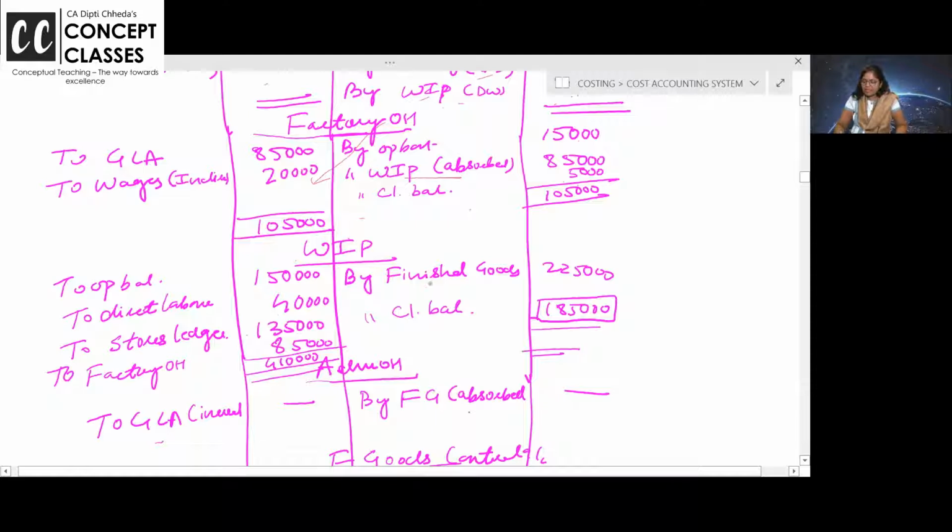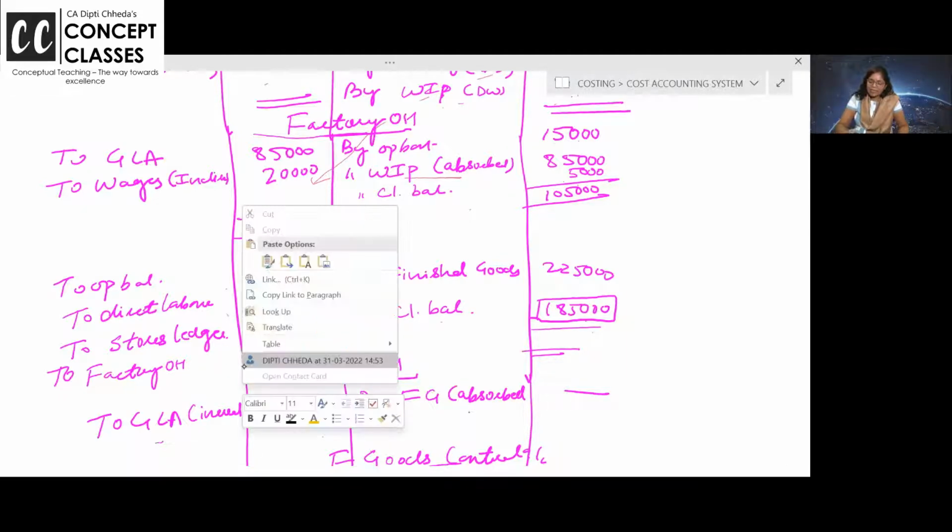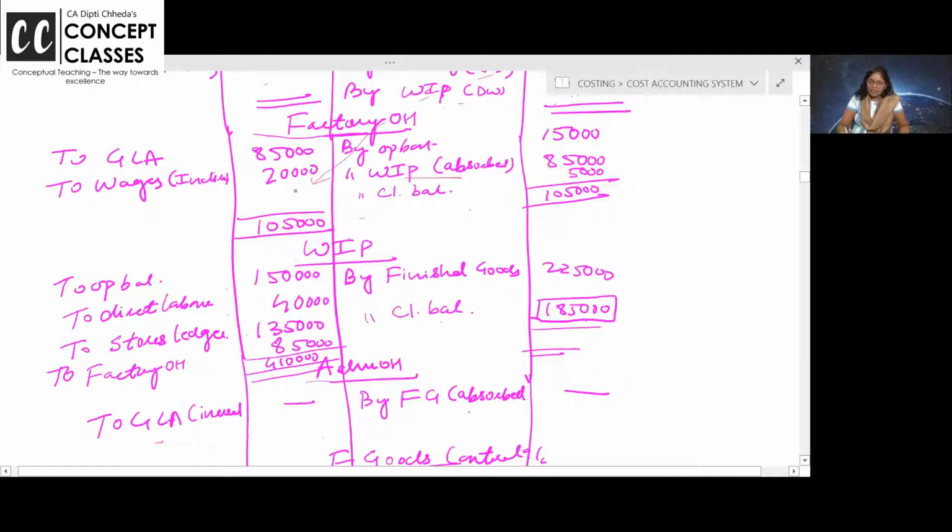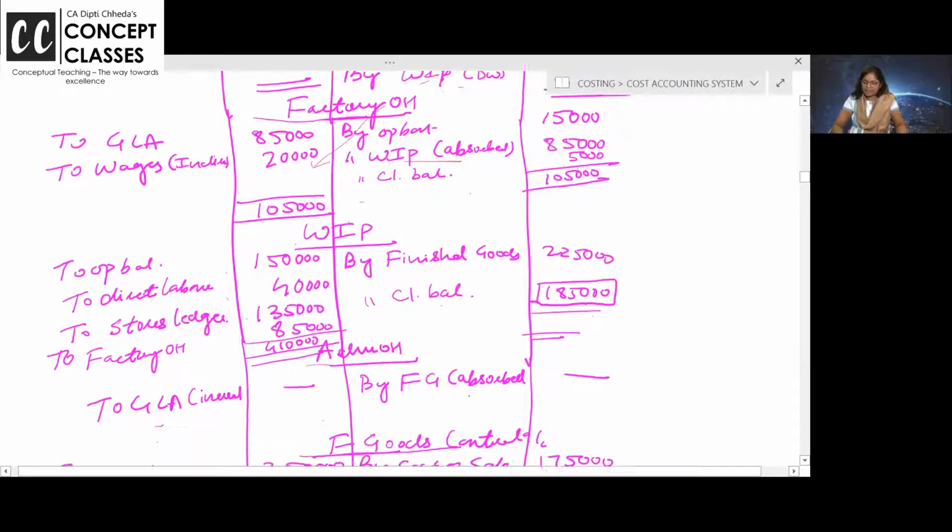From work in progress, whatever finished goods are ready, it will go to finished goods account and balance will continue, 185. Next year it will become open. Can I say work in progress is like your production house? Already something is in progress. Add direct material, direct labor, factory overhead. Indirect labor went to factory overhead, but from factory overhead it came here only. And finished goods which are ready by closing balance contain.